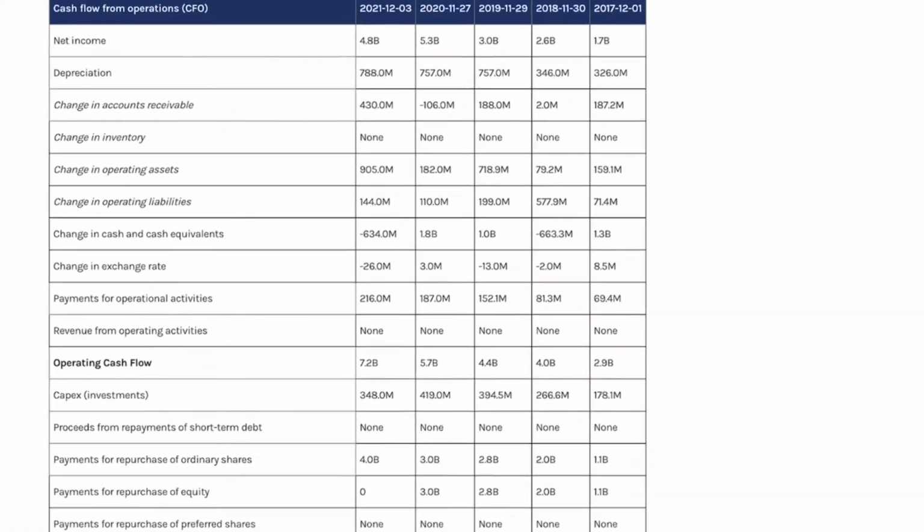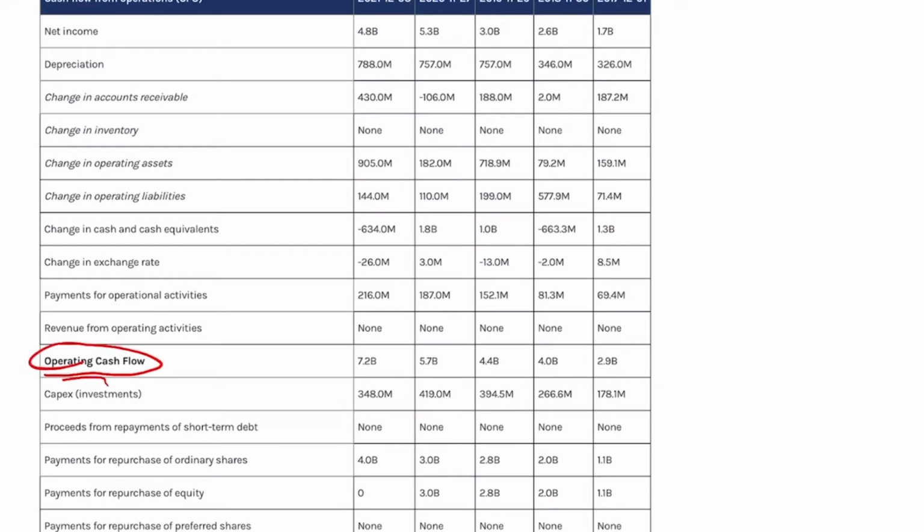Now let's jump over to the cash flow, and what we're interested in here is the operating cash flow versus the capital expenditure, and we can see that the operating cash flow came in at $7.2 billion and the capital expenditure at $348 million, making this a difference of $6.9 billion, and that is a plus.